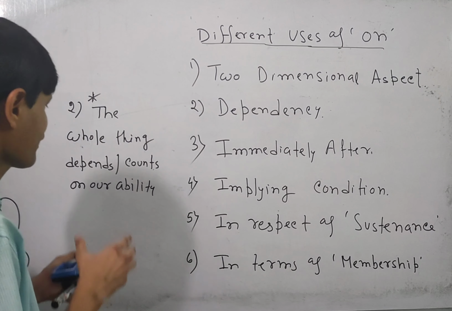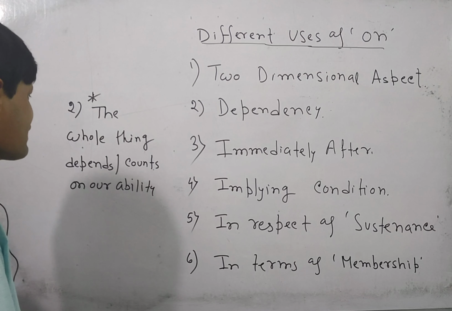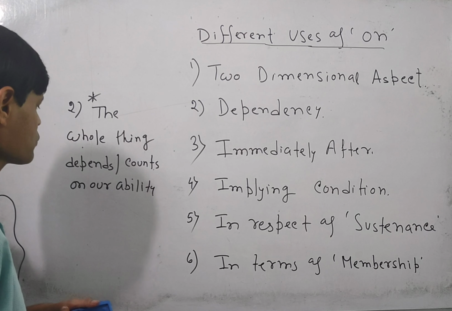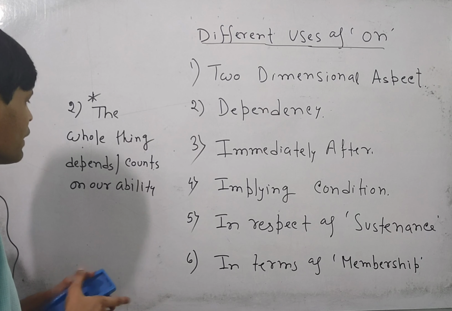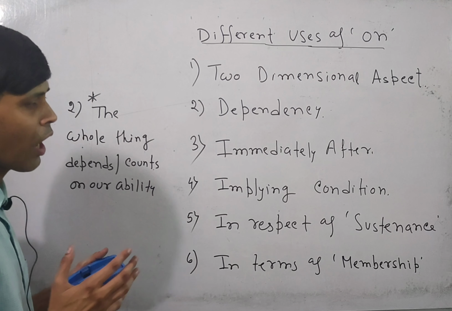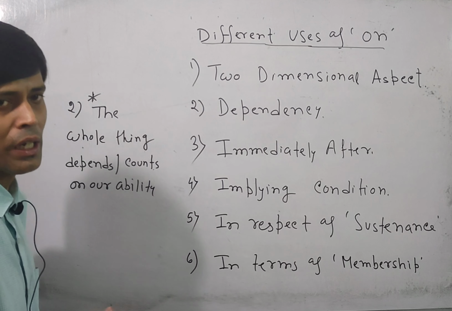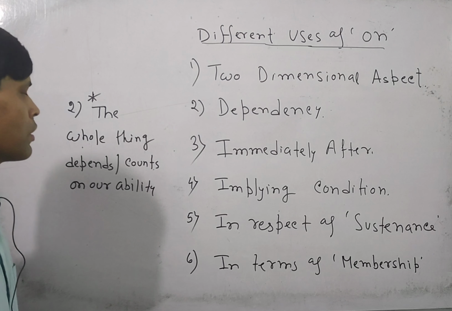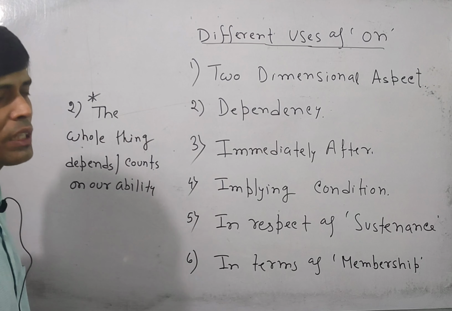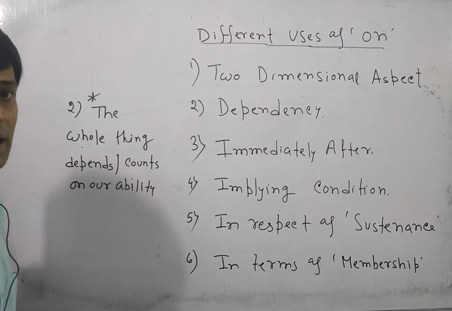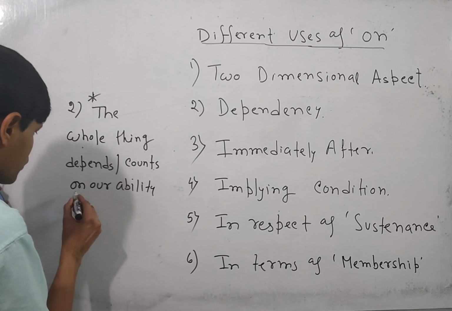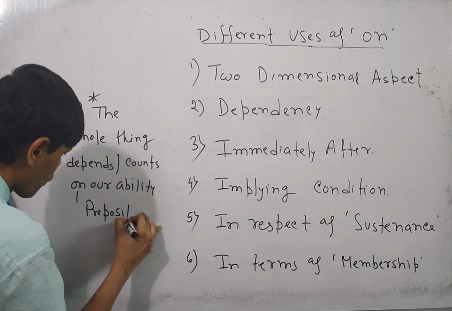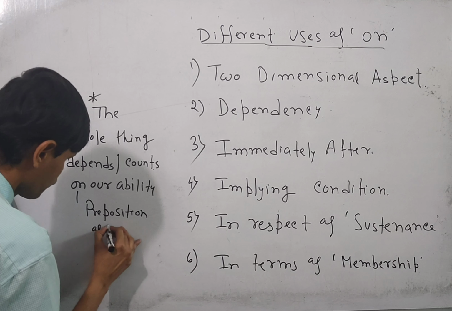Be careful about one thing. If I say a sentence like this, the whole thing depends or counts on our ability, it's a sentence, not a phrase. Here everything depends on how proficient we are to implement the project. So in these cases, on can be used. Here on is functioning as the preposition of dependency. So here on is called the preposition of dependency. Okay.